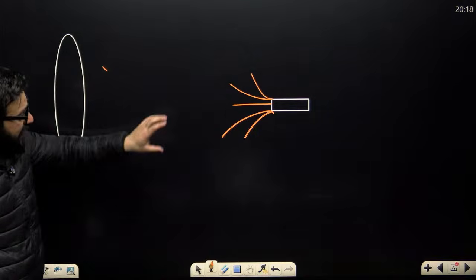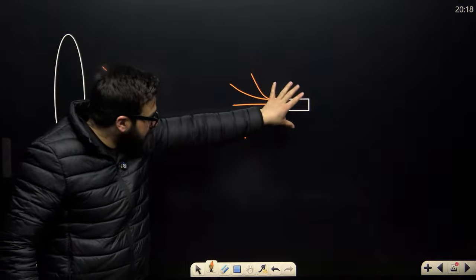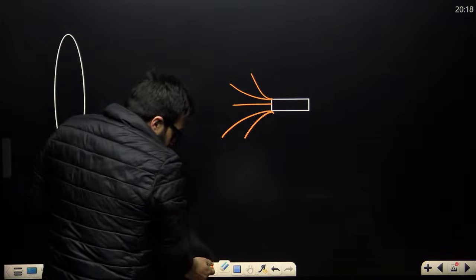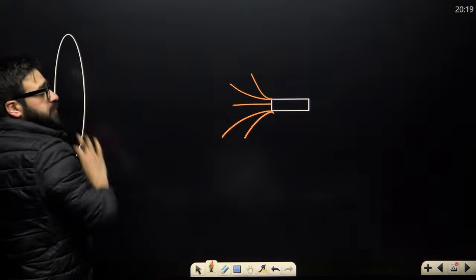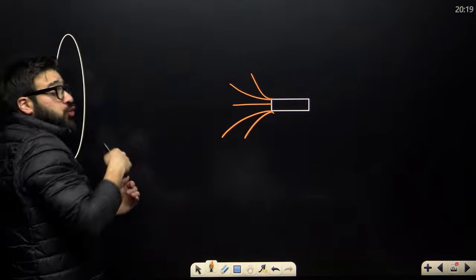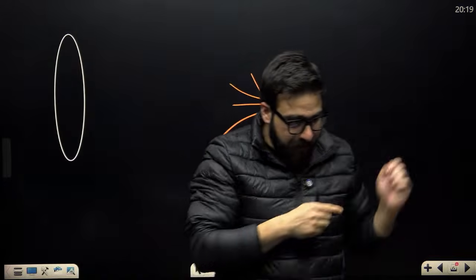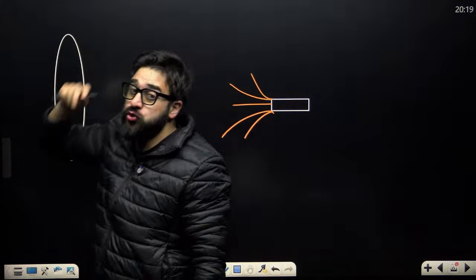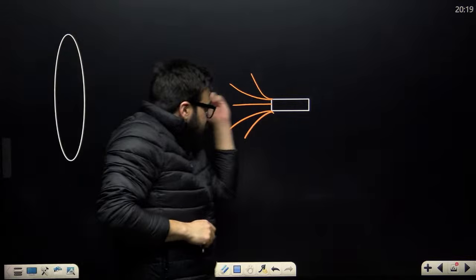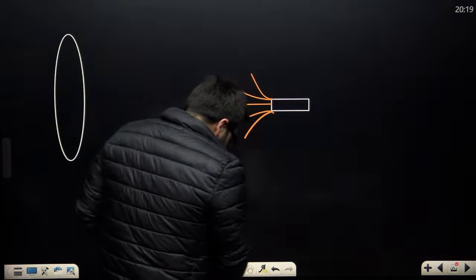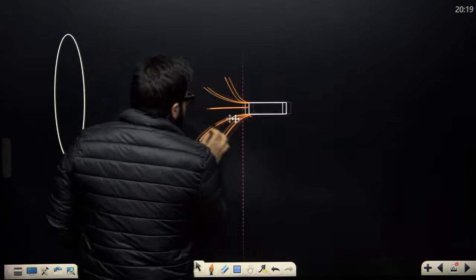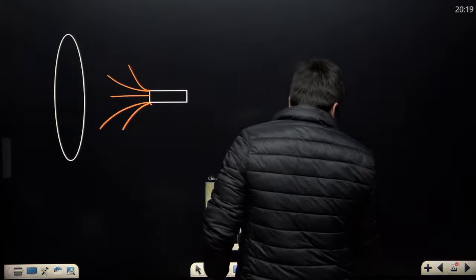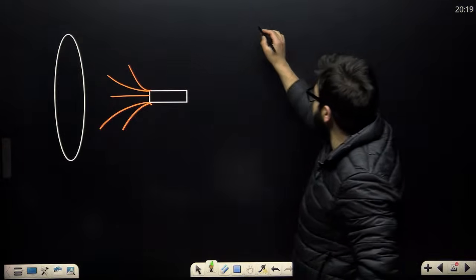So basically, whenever we take a magnet close to the loop, listen to me very carefully, I'll make you understand Lenz law. Whenever you take a magnet close to the loop, the magnetic field lines through the loop will change. They will increase. When you take the magnet away from the loop, the magnetic field lines will decrease. So when you are taking this magnet close to the loop or away from the loop, the magnetic field is going to change.